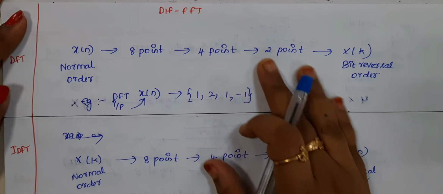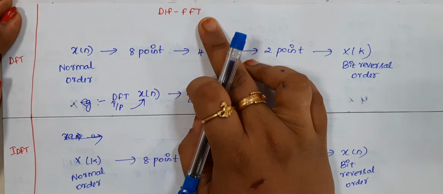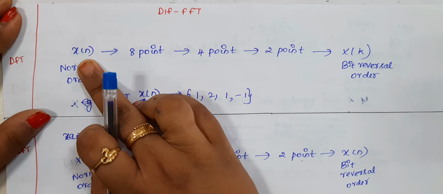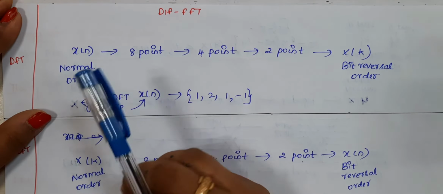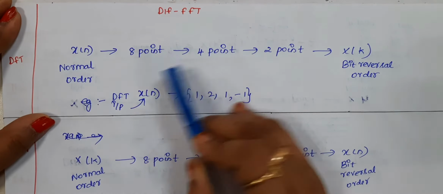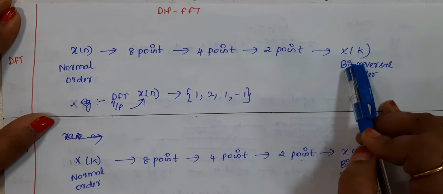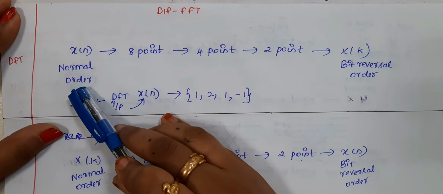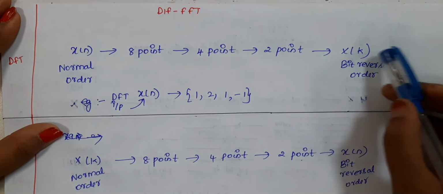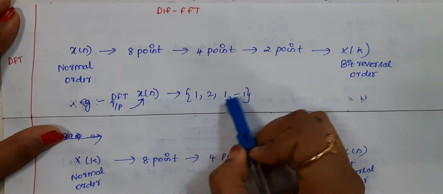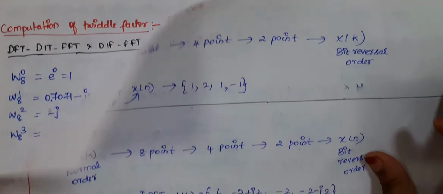So next one is the DIF FFT steps involved for the DFT. So the input for the DFT always starts from the x of n and the flow should be 8, 4, 2 point and X of k should be the output. That is x of n should be in normal order and X of k should be in bit reversal order. And this is your example of the input values.